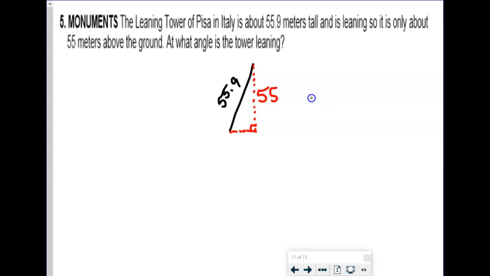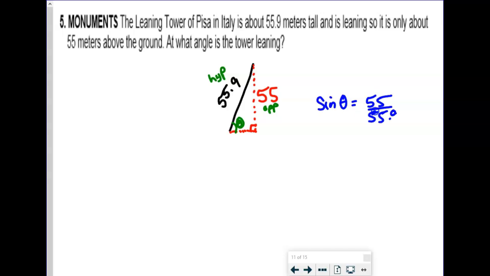They want to know the angle at which it is leaning, which they're not real specific about what they're referring to, so I'm going to assume that they're referring to the angle that it's making with the ground. So I'm going to call this the angle that they're looking for. And now I got to think about what that means for my trig problem. We have to decide whether we're looking at a sine, cosine, or tangent problem. This is opposite of your angle, and this is the hypotenuse. So which one is that, guys? That's the sine. Very good. So sine of our missing angle is opposite over hypotenuse.